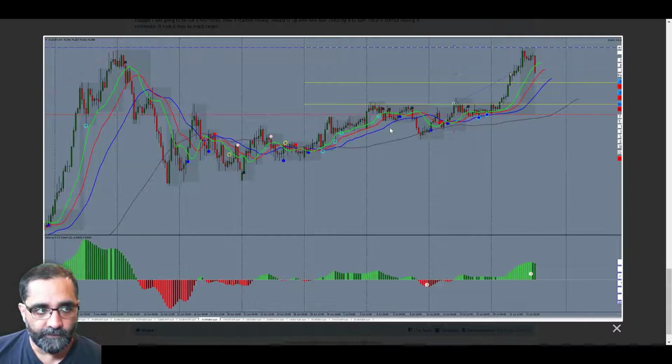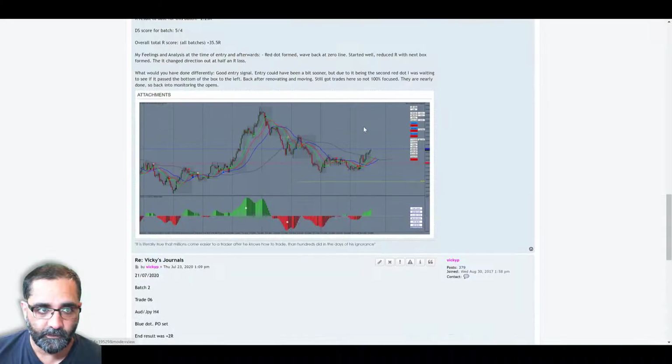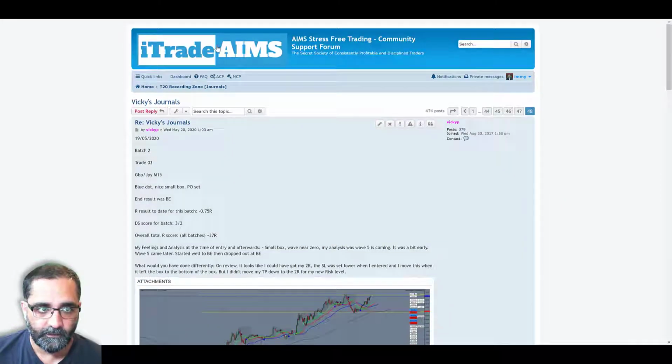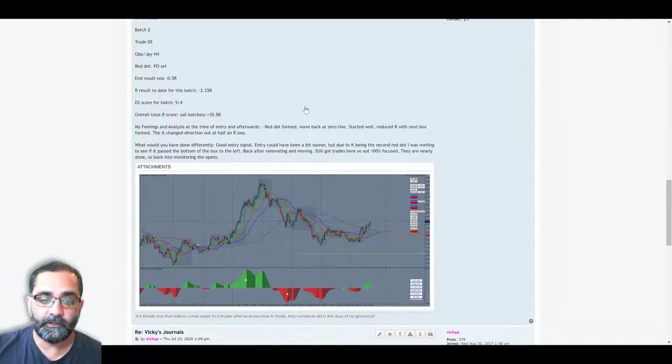So this is the chart of Australian dollar yen taken by one of the members of AIMS. This is a picture from the AIMS forum over here. So in the AIMS forum, all the members keep their journals so that they can stay disciplined and use the journal for review.